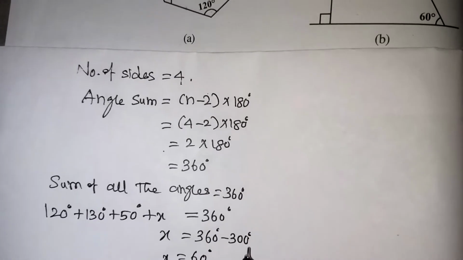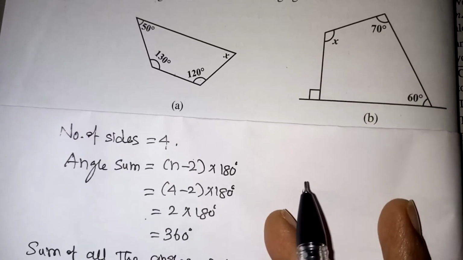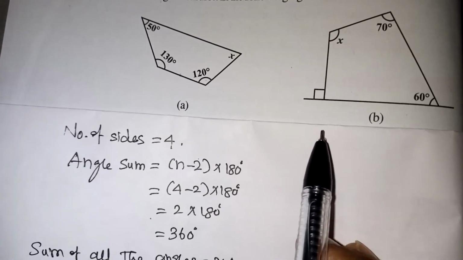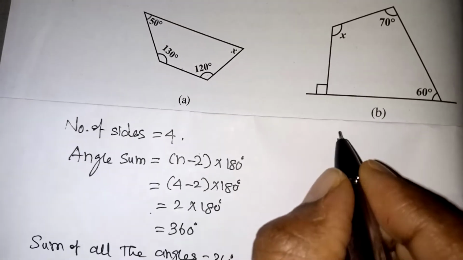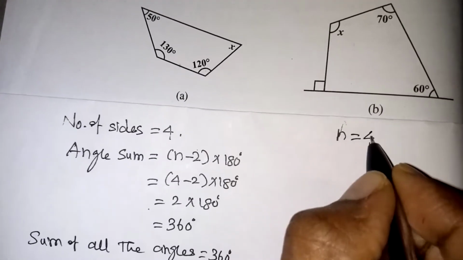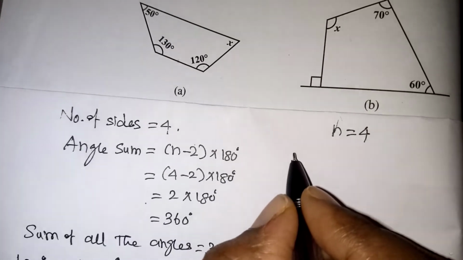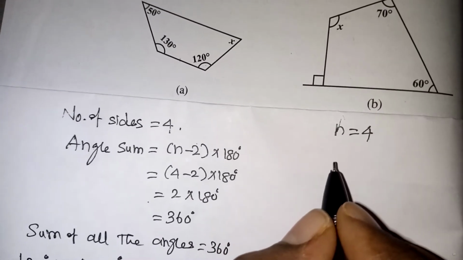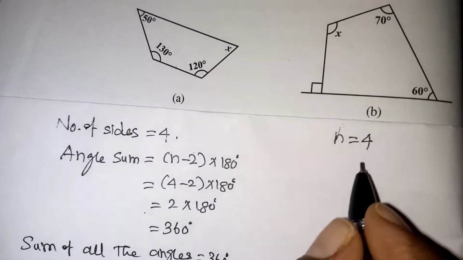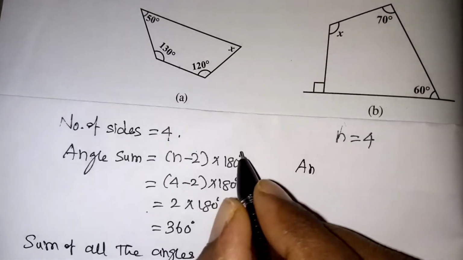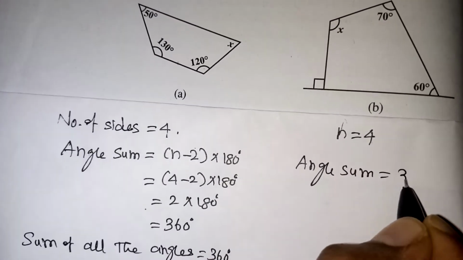So we'll move on to the next diagram now. Here x is equal to 60. The first diagram is over. We are going to the second diagram. Again, by looking at the diagram, we can say that there are four sides, so n is equal to 4. Again the same procedure. Angle sum for this diagram is also 360. For any quadrilateral, angle sum is 360 only. For any triangle, it is 180. For any quadrilateral, it is 360. So we can write it in the same way: angle sum is equal to 360 degree.